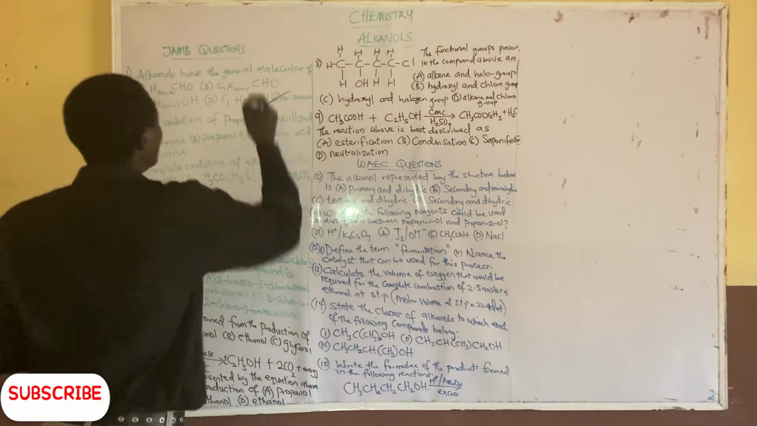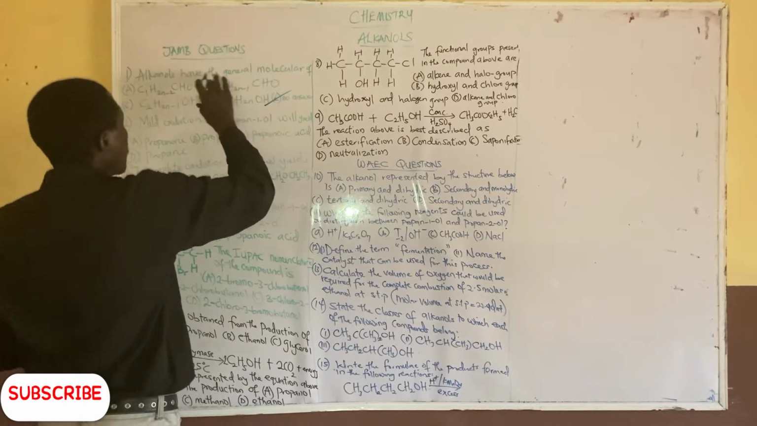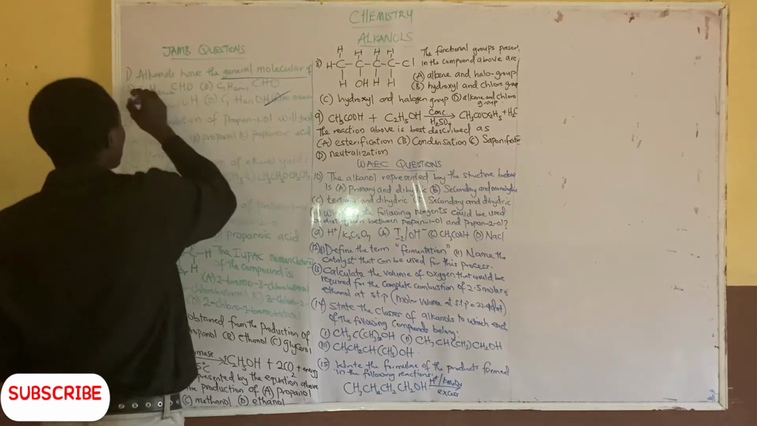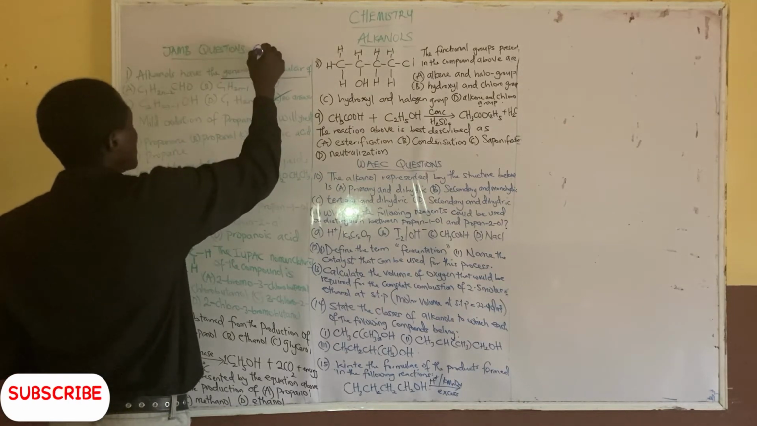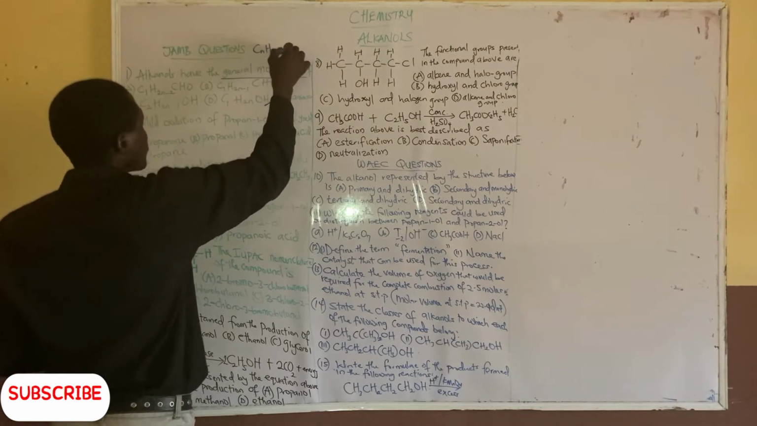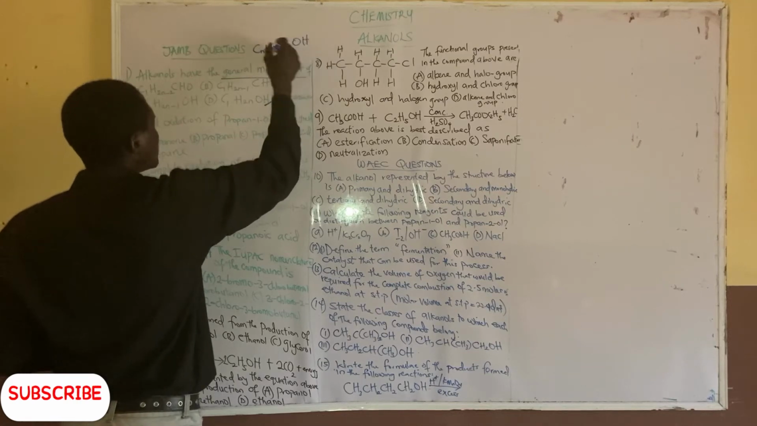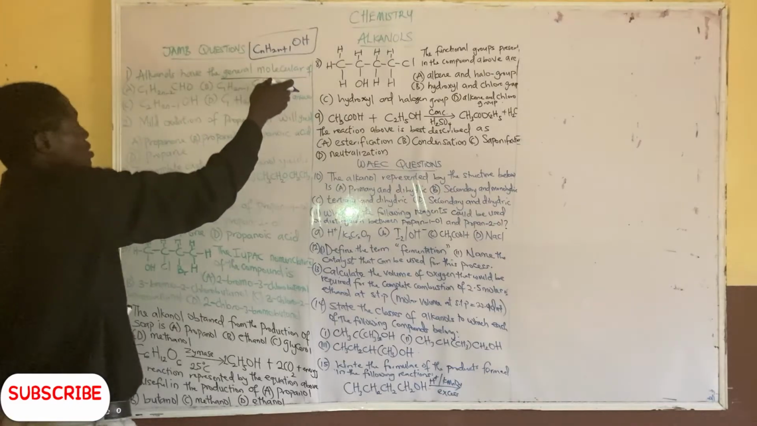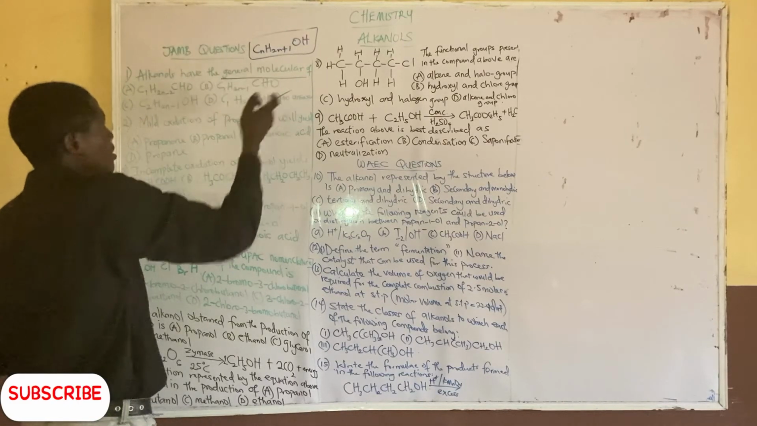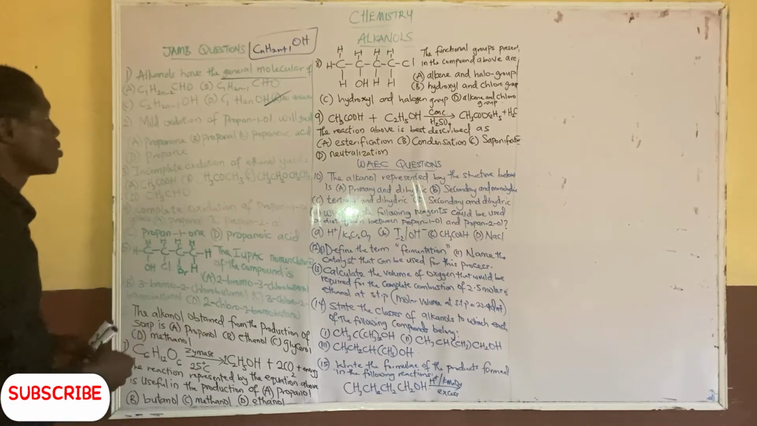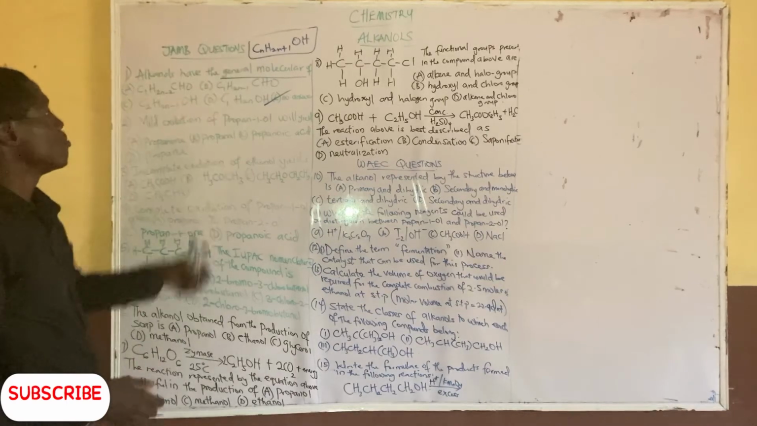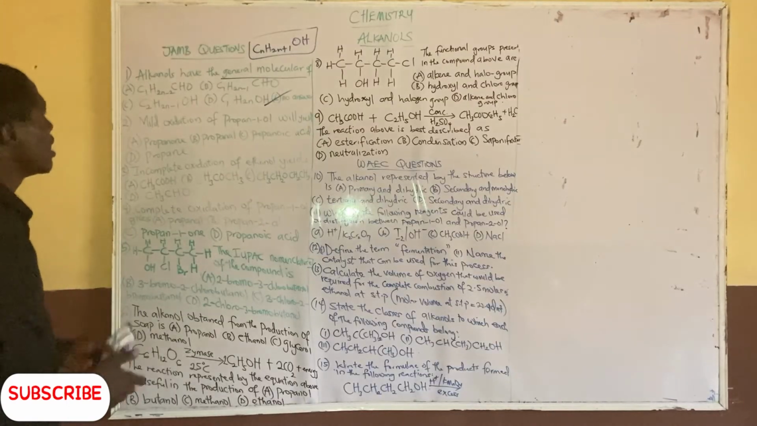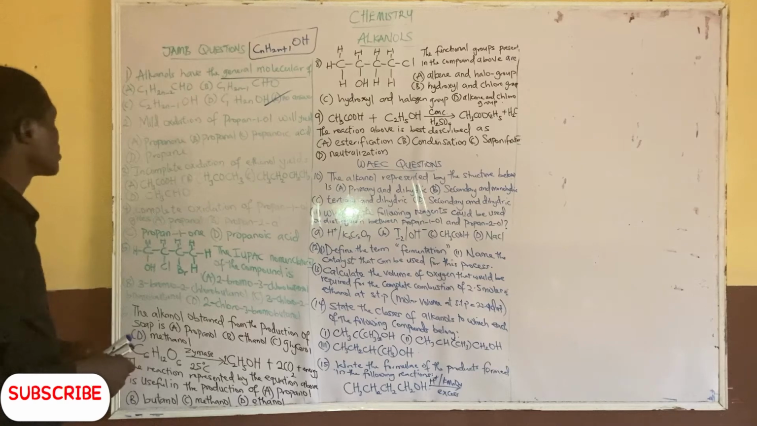In question number 1, the general molecular formula of alkanol is CnH2n+1OH. This is the correct one, and none of it is found in the options. So there is no answer in question number 1.